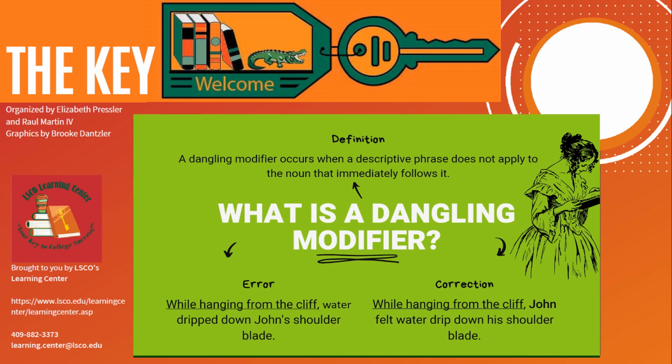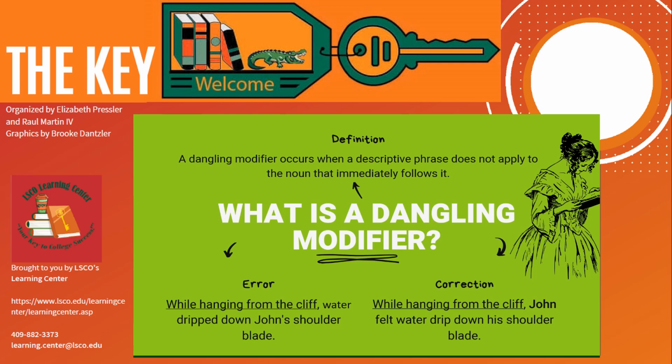A dangling modifier occurs when a descriptive phrase does not apply to the noun that immediately follows it. For instance, if I write, "While hanging from the cliff, water dripped down John's shoulder blade." Understanding the sentence may not be difficult once you get to the subject, John. But notice that the modifying phrase, "while hanging from the cliff," does not apply to the water. John is hanging from the cliff, not water.